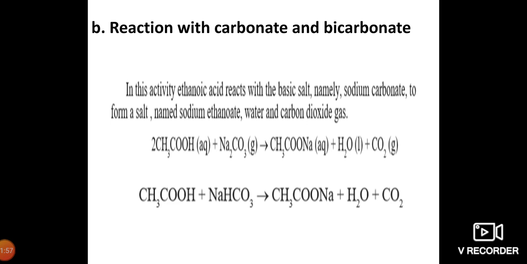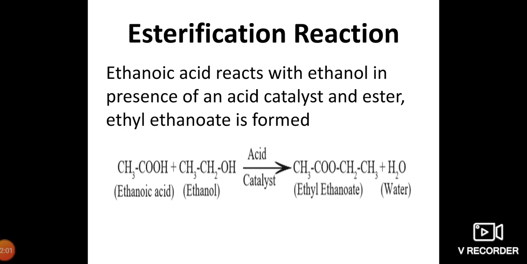Let us see one more reaction, that is called the esterification reaction. Substances having ester as a functional group are formed by the reaction between a carboxylic acid, similarly ethanoic acid, and alcohol. In this reaction, the acid reacts with the alcohol and forms ester and water. You can see the reaction, that is ethanoic acid reacts with ethanol and forms ethyl ethanoate. It is called ethyl ethanoate, or ethyl acetate also, plus water.